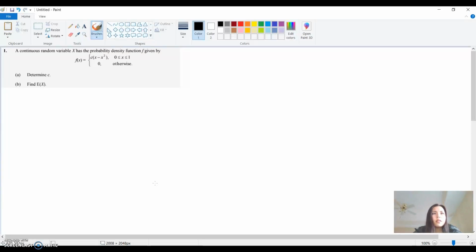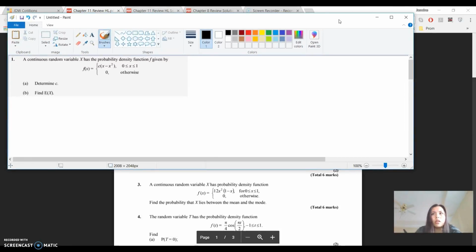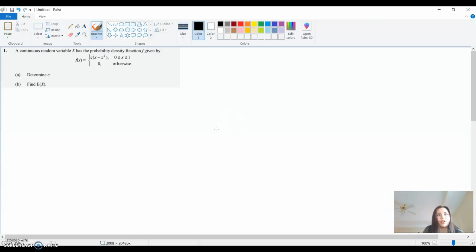Alright everyone, this is the first question in our chapter 11 HL test review. It tells us a continuous random variable x has a probability density function given by f of x equals cx minus x squared from 0 to 1. Determine c.